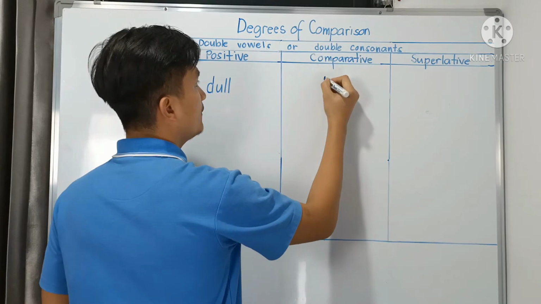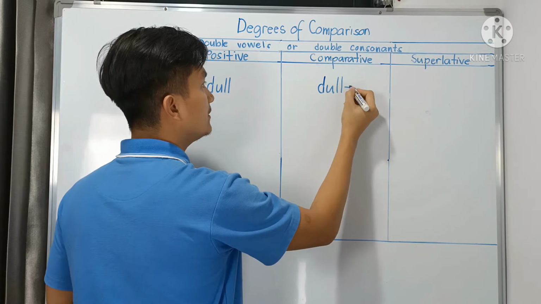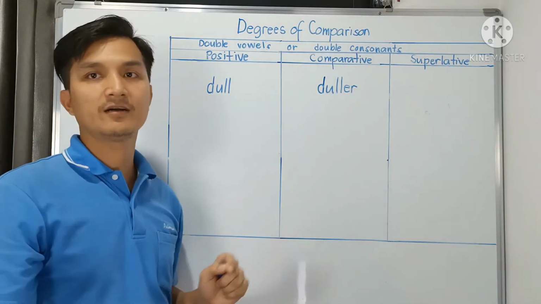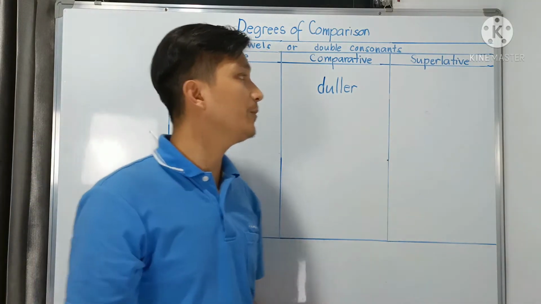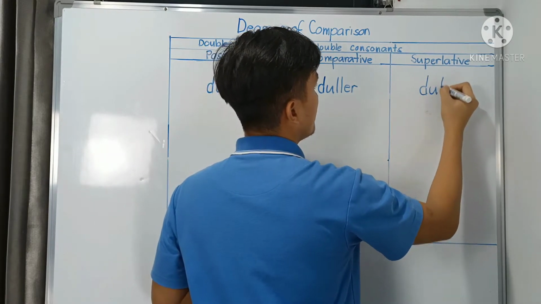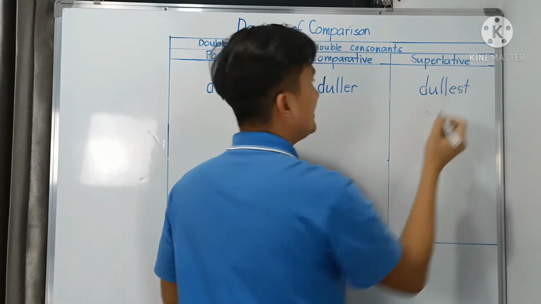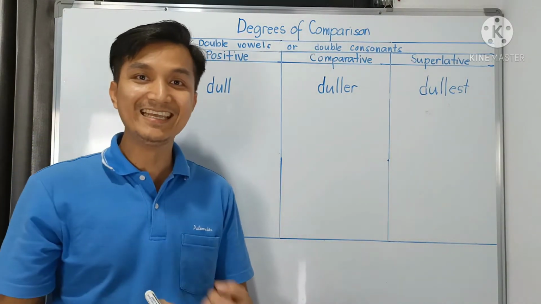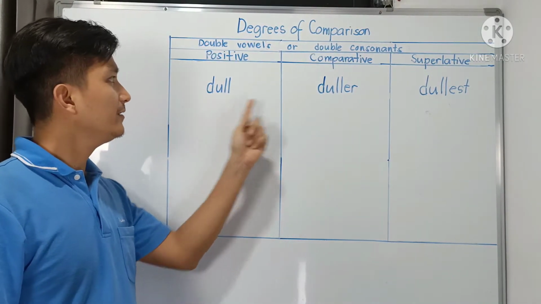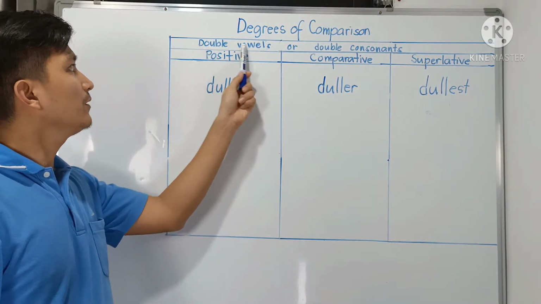So let's write the word doll, and two consonants, so ER. So doll, doller. And the superlative form would be dollest, and simply add EST. Is it easy? Alright, so this is example number one. Doll, doller, dollest.